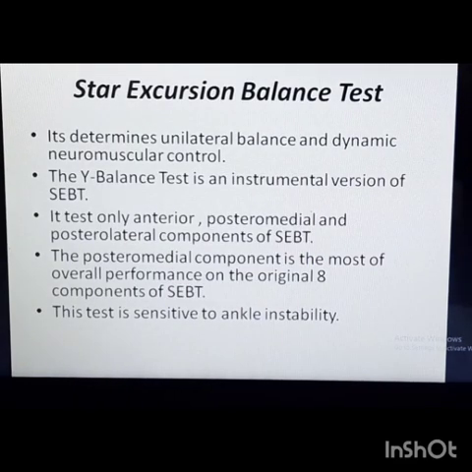Star excursion balance test to determine unilateral balance and dynamic neuromuscular control. The Y balance test is an instrumental version of the star excursion balance test. It only measures three components: anterior, posteromedial and posterolateral of the star excursion balance test, because posteromedial is the most representative of all the original 8 components. If the player can perform at posteromedial, it comprises completing the 8 components of star excursion balance. This test is sensitive to ankle instability.